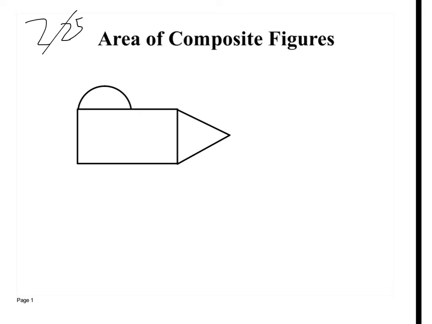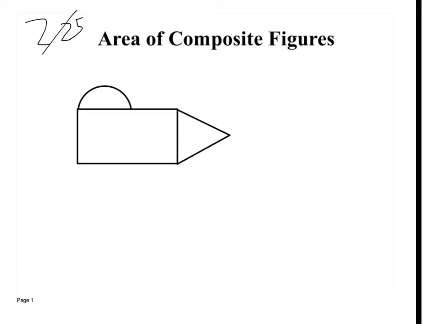Area of composite figures. What that means is you've got a shape here that's got a couple different shapes on it. You have a rectangle, you have a circle, you have a triangle. To find the total area, you find each individual area and then you add them up. That's how you find the area of something if it's got a couple different shapes.